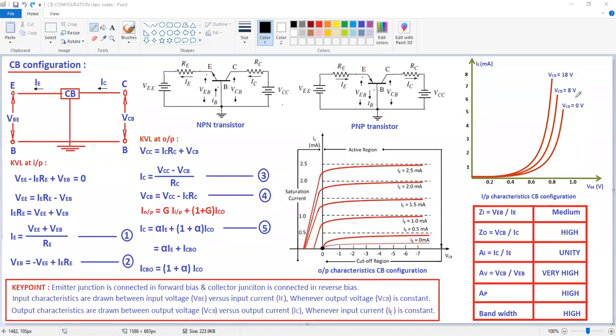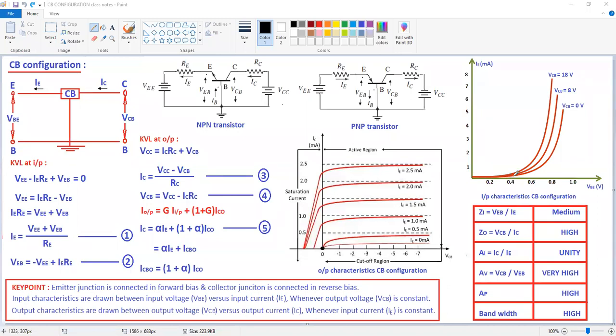Now if VCB is equal to 8, that means here output voltage is constant. That is I am taking output voltage as constant, that is 8 volts. Because of that, the characteristics are shifted towards left side. That means the cut-in voltage is somewhat decreased because of this increased output voltage. Similarly, if you increase this VCB to 18 volts, that means again the output voltage is constant at 18 volts. Again, this graph is shifted towards left side. Okay, this is your common base configuration input characteristics.